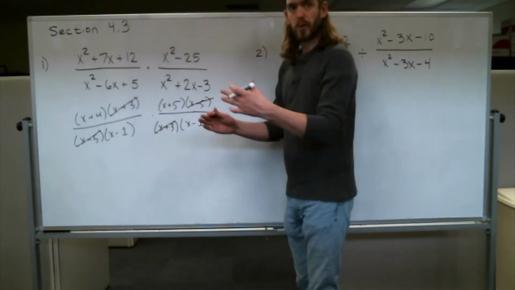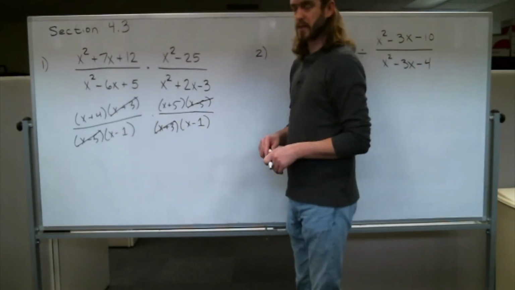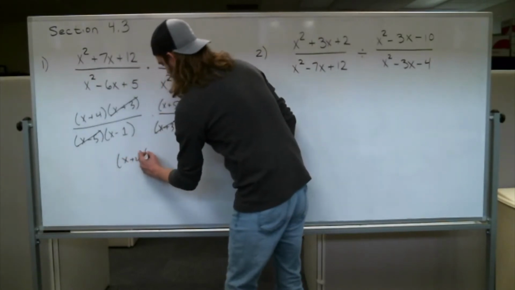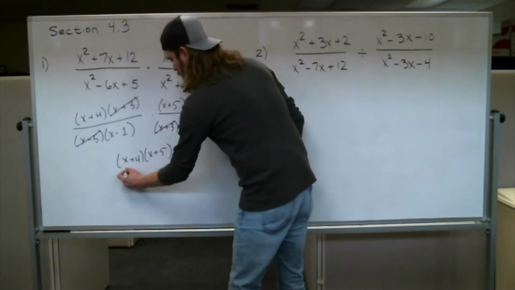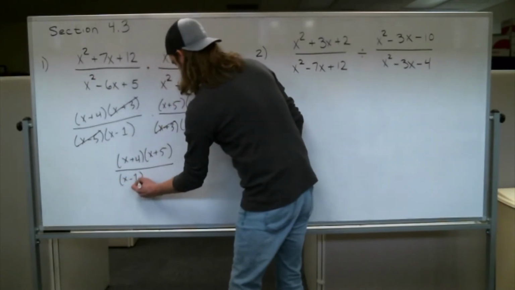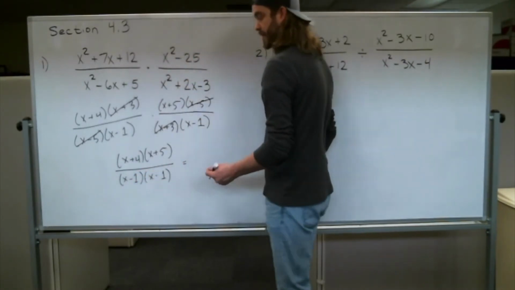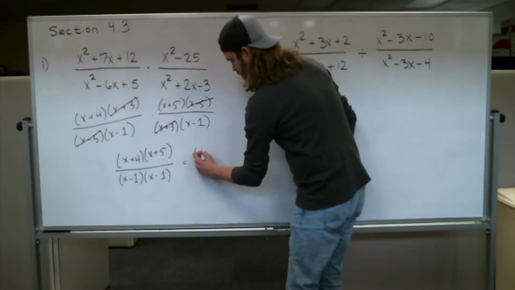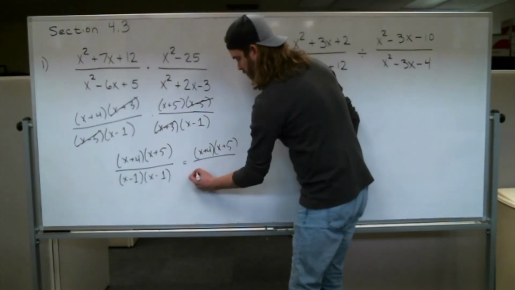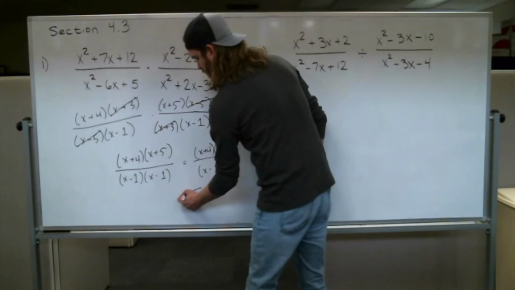Now we're just going to multiply across top, multiply across the bottom, but we don't actually have to multiply out these binomials. So our answer is going to be x plus 4 times x plus 5 over x minus 1 times x minus 1. Another way to rewrite this is x plus 4 times x plus 5 over x minus 1 squared. Either one of these is correct.